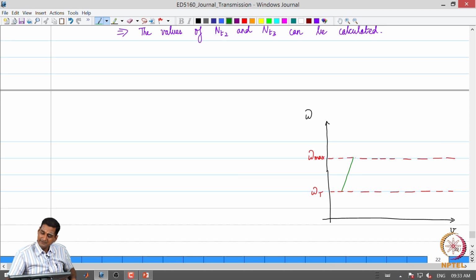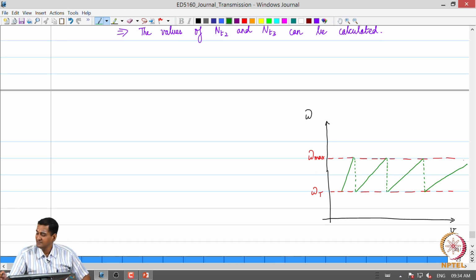Okay. Then what happens? We switch from first gear to second gear. So, we are going to get a profile something like this. Here the slope is going to be proportional to the second gear ratio. Then once we hit omega max, we once again upshift to the third gear. Then once again once we hit omega max, we upshift and then we go on, right. So, that is what is going to happen.